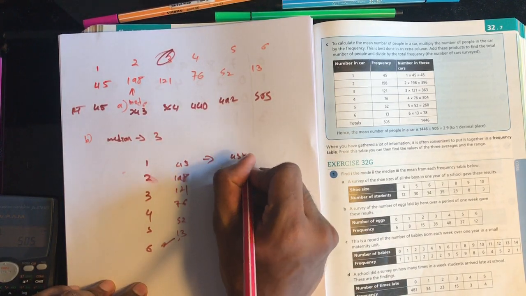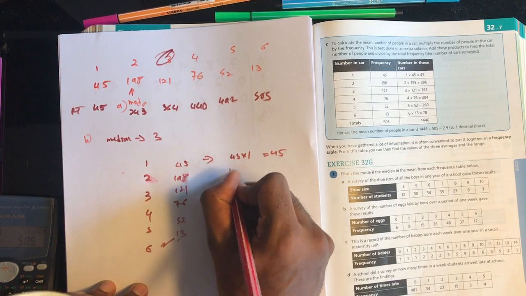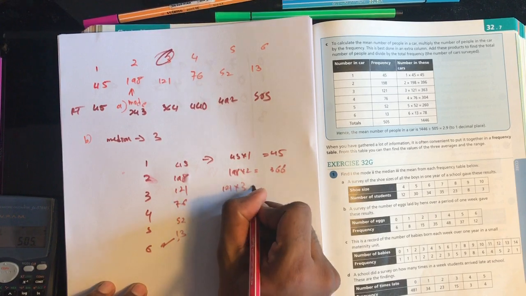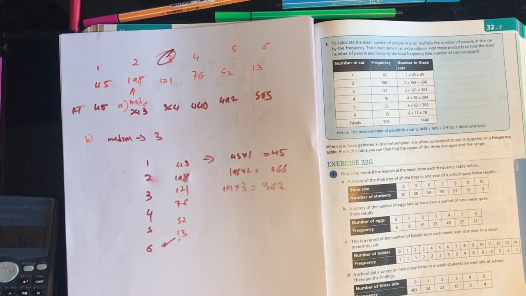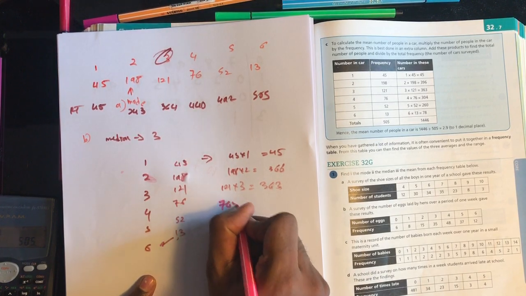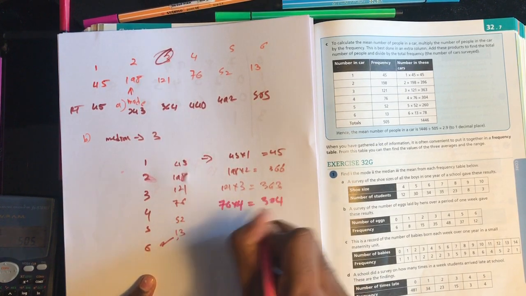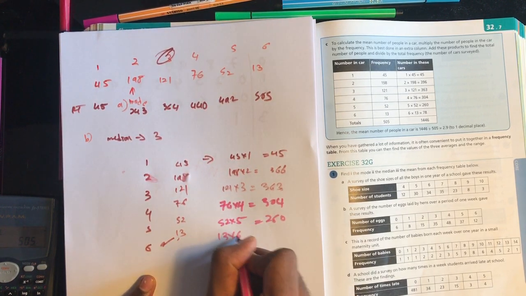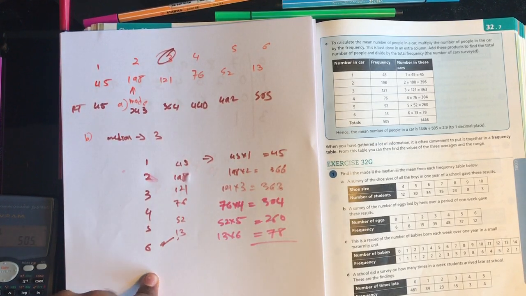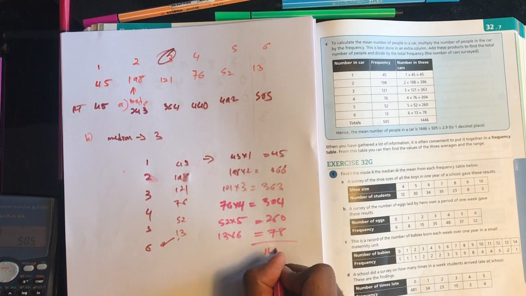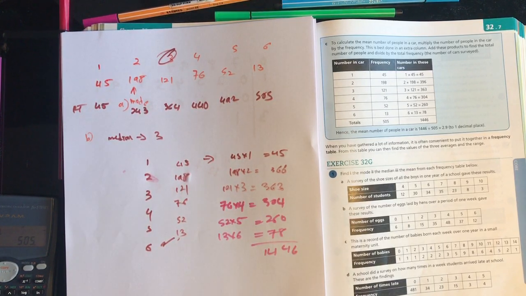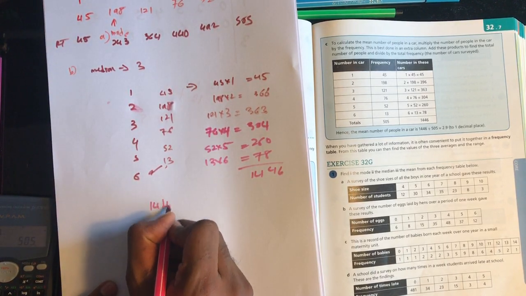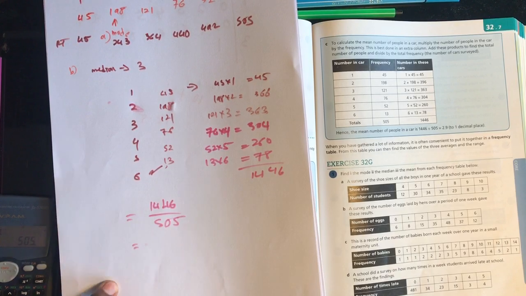So 45 times 1 gives you 45. Then 198 times 2 gives you 396. 121 times 3 gives you 363. Next, 76 times 4 gives 304, and 52 times 5 gives 260. Last one, 13 times 6 gives 78. Now you add all of this and it gives you 1446. Once you get this 1446, you take it and divide by the total frequency we calculated earlier, which is 505.